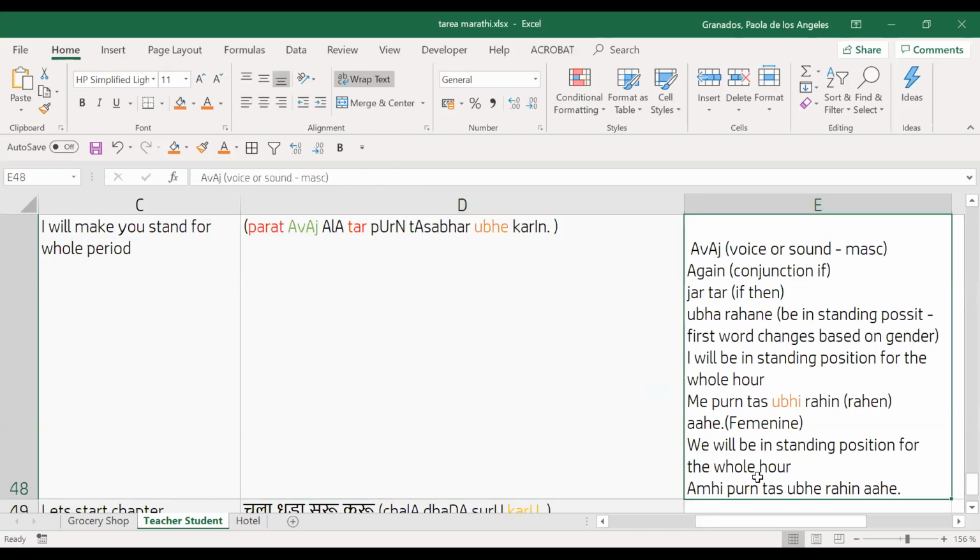I thought this one is amhi purn tas ubhe rahin ahe, but I'm wondering if this verb needs to change. Try the future tense of any simple verb that you know, that we will do, we will see. Rahu instead of rahin ahe. Right. Ubhe rahu. Like we said, ami karu, ami zau, ami karu. True. Only rahu. Rahu only, without ahe all the time. When you add ahe, hoto, that will make it perfect tense, right?